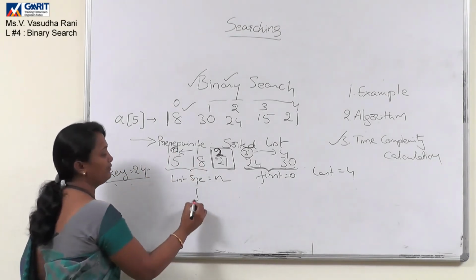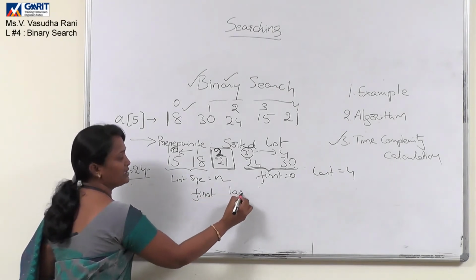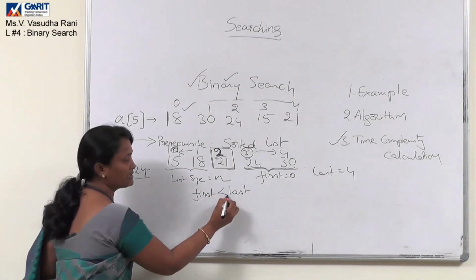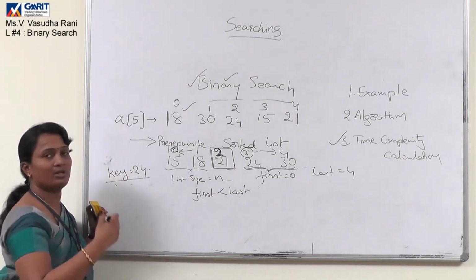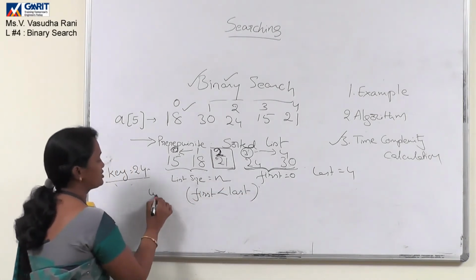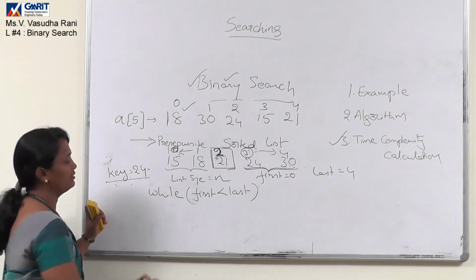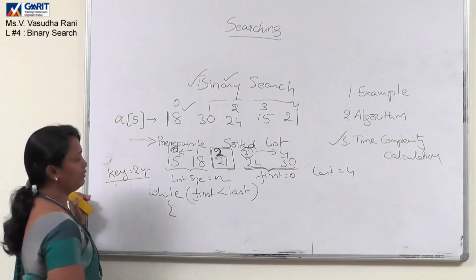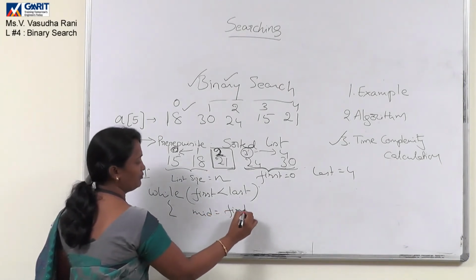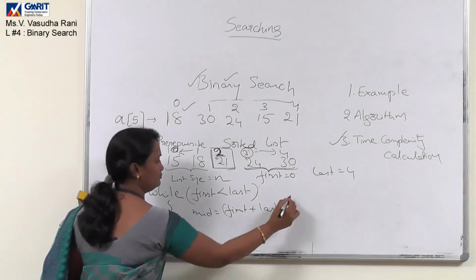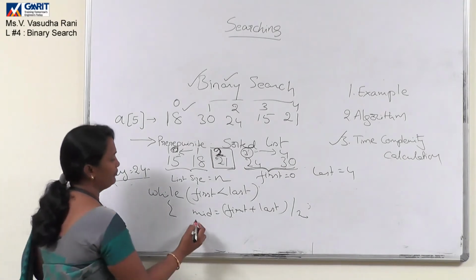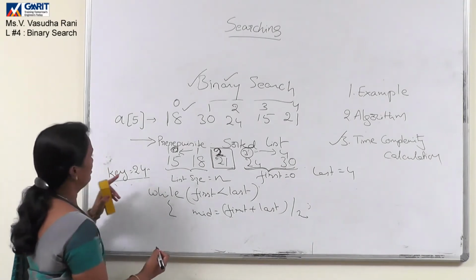So we have to consider the relation of first and last, as last reaches first or first reaches last. As long as first is less than last, we have to repeat our procedure. Once it reaches the situation beyond that, we have to stop. So it is while first is less than last, we repeat it. What are you going to repeat? We have to calculate mid using the formula (first + last) / 2, and then we have to compare.